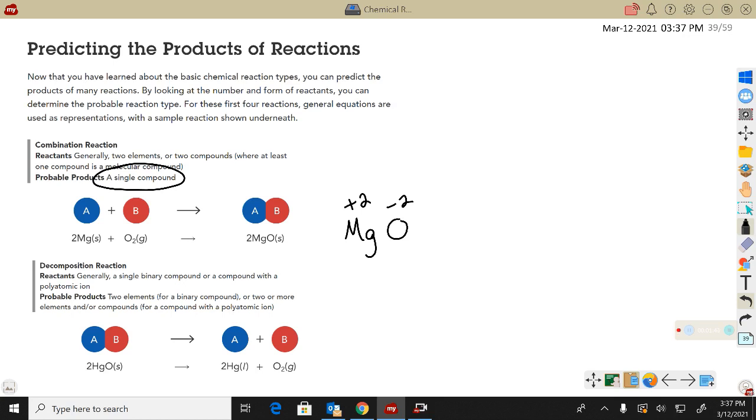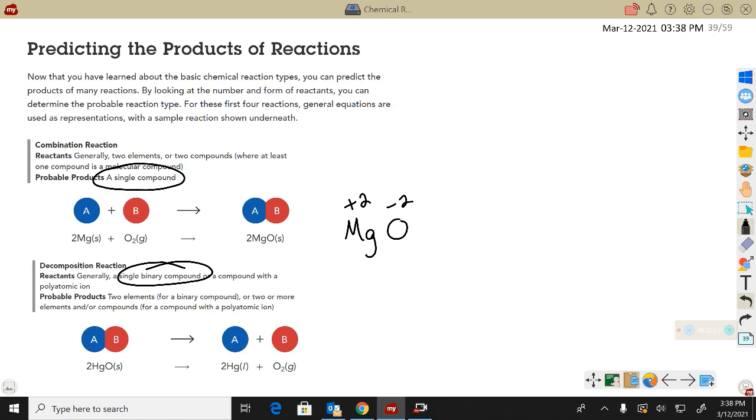The key to a decomposition is that there's only one reactant. There's only one compound on the reactant side. And that one compound will break apart into smaller products. Now again, the ones that we'll kind of focus on will look like this. Mercury oxide will break apart to form mercury and oxygen.